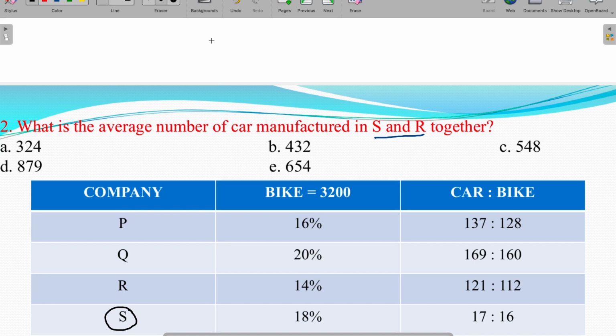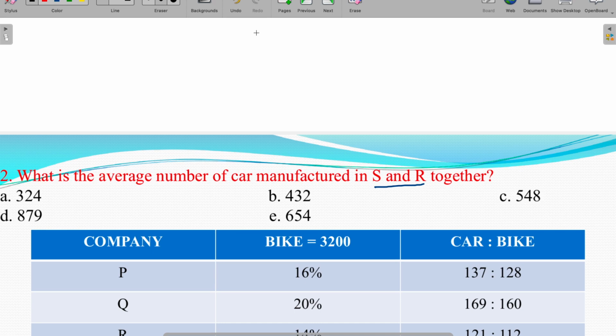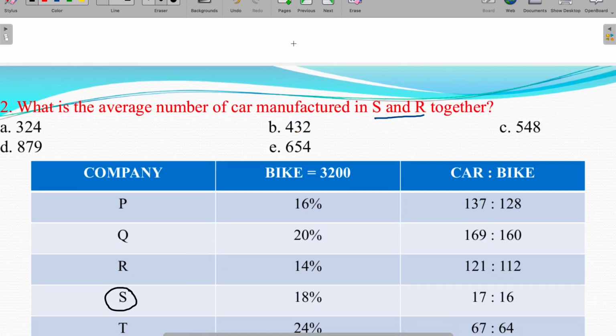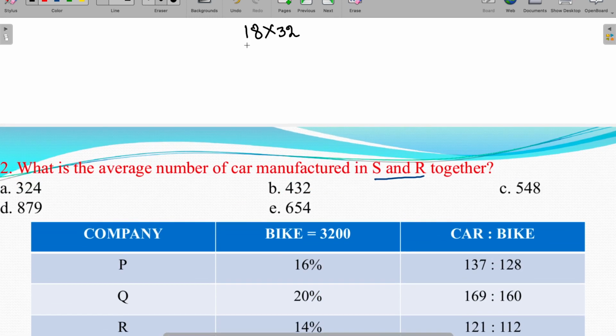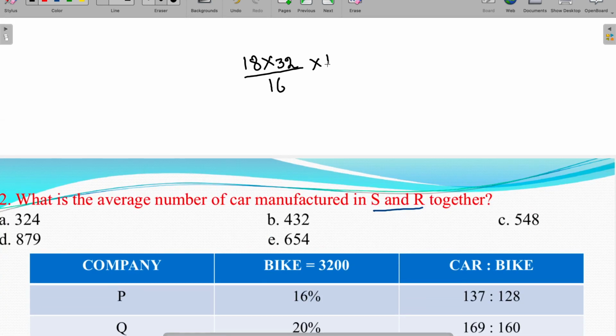I told you, actually 18 percent are bikes. 18% of 3200, if you want you can write it. Cars in that is 18 percent of 3200. 18 into 32 is equal to 16 parts. But I want to find out cars, that will be 70. But don't calculate, just wait for the end.